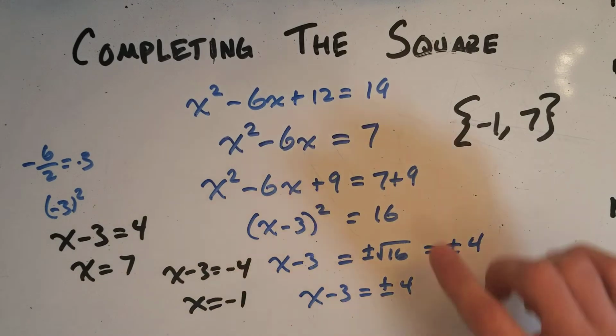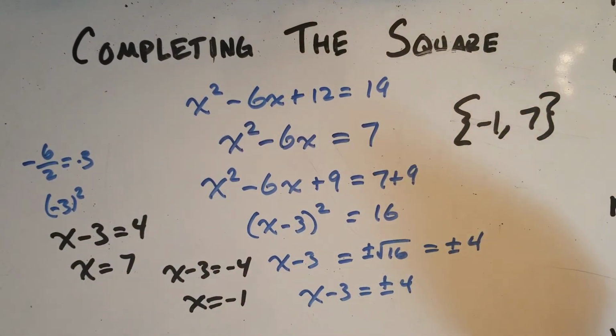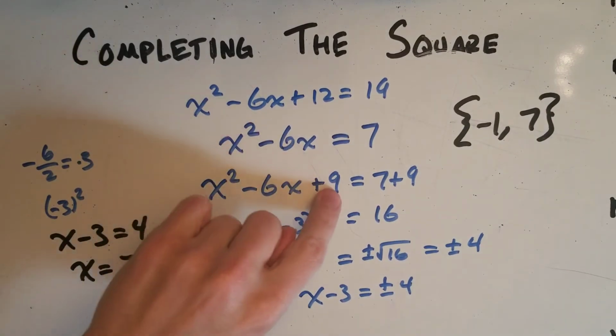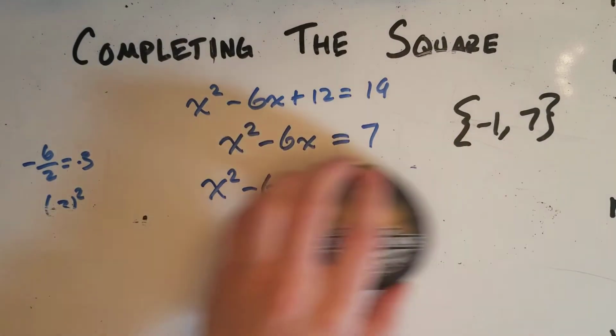So completing the square, you're going to want to set it up so you have a perfect square, so then you can take square roots. That's the whole purpose of it. Tricky thing is making sure you have the right term added to both sides. Let's look at our next problem.